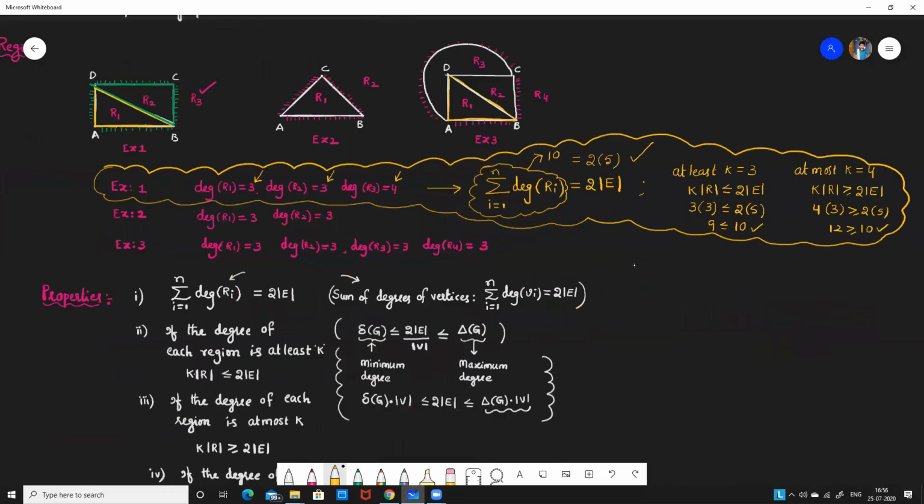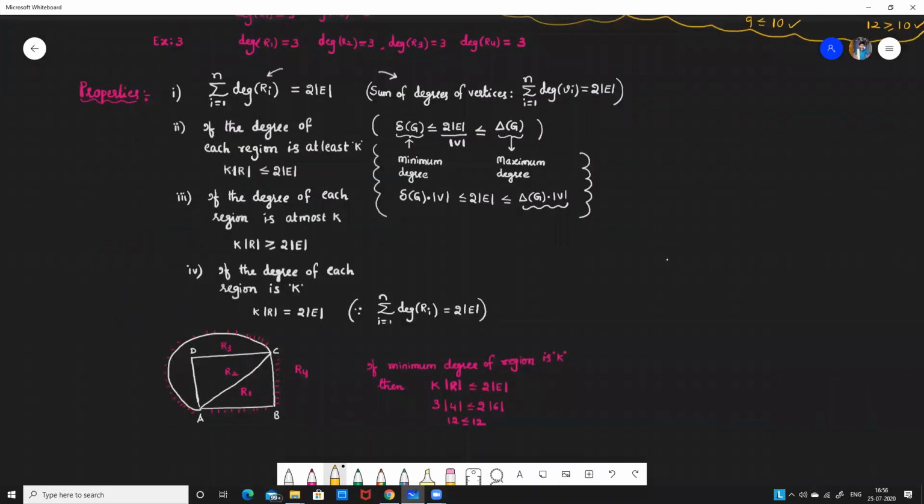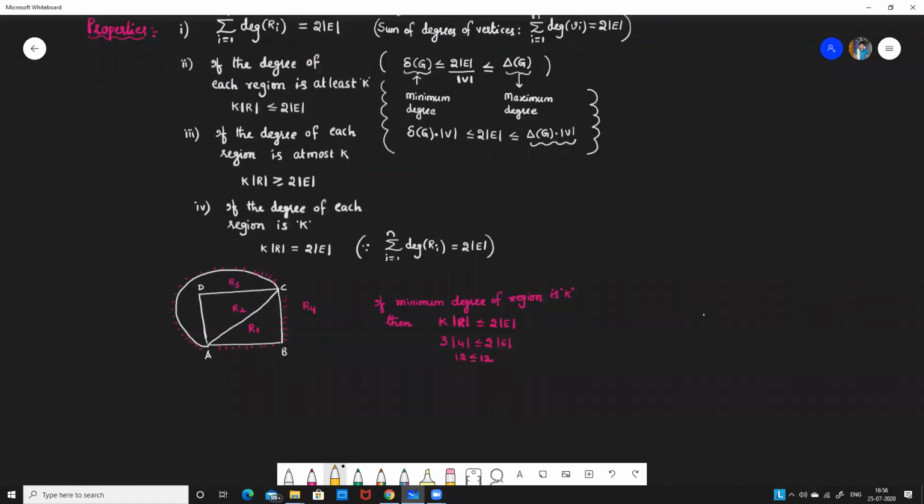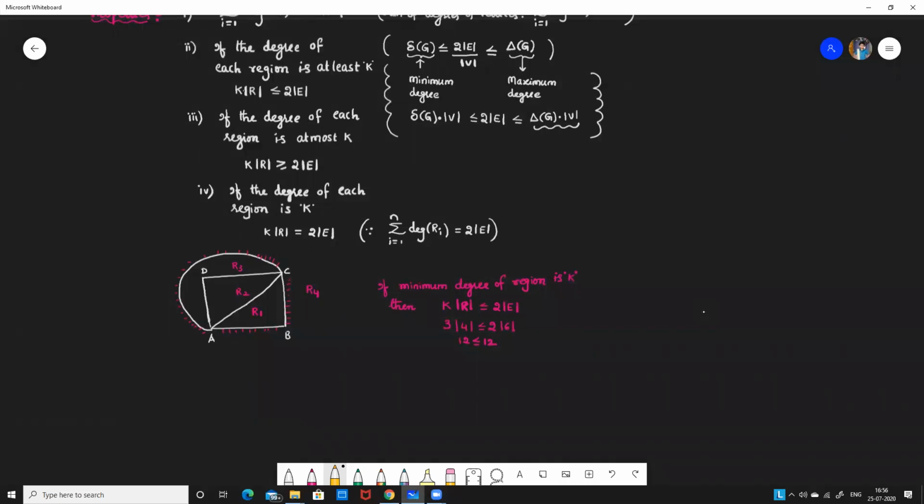So these are important properties about planar graphs. Okay. So we have one more property. That property based on the planar graph is Euler's formula, which is the most important formula.